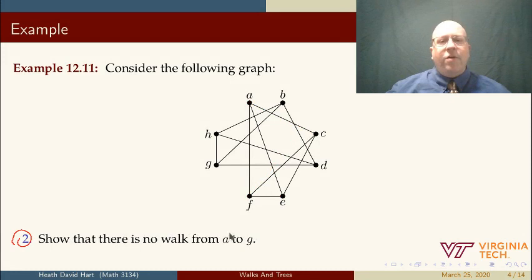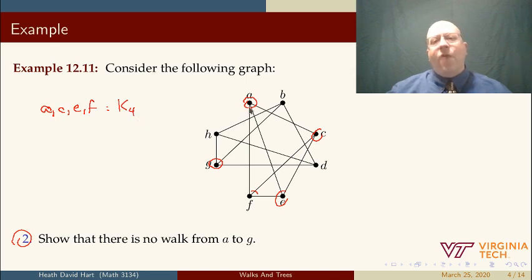Number 2, show that there is no walk from A to G. That is, there is no way to get from A to G in this graph because A only connects to the set C, E, and F, and those connect to each other. In fact, the set A, C, E, and F form a complete graph on 4 vertices, and every vertex connects to every other vertex. But none of them connect over to G.